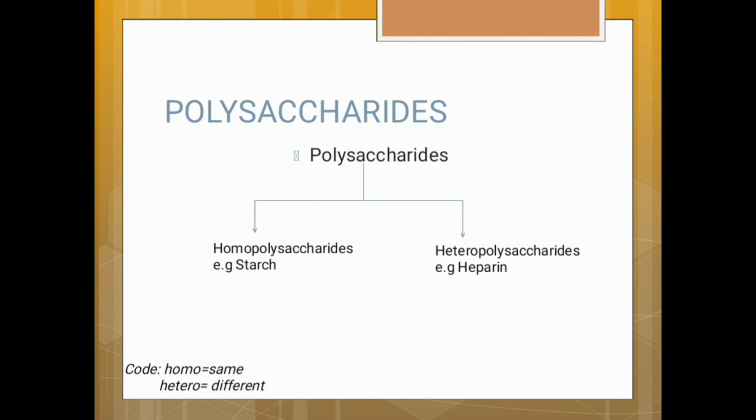Polysaccharide can further be divided into two. We have homopolysaccharide and heteropolysaccharide. Homo means the same, while hetero means different. Homopolysaccharide is the same monosaccharide unit joined together by a glycosidic bond to form a single unit, while heteropolysaccharide is different monosaccharide units coming together to form a single unit.